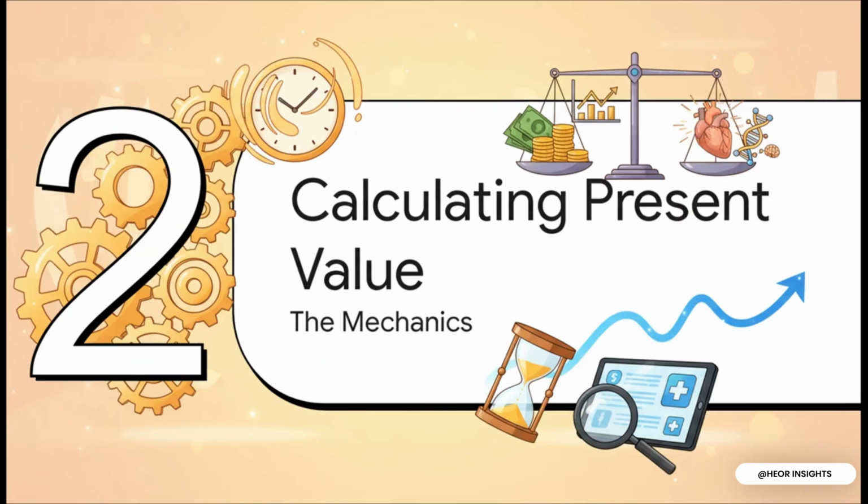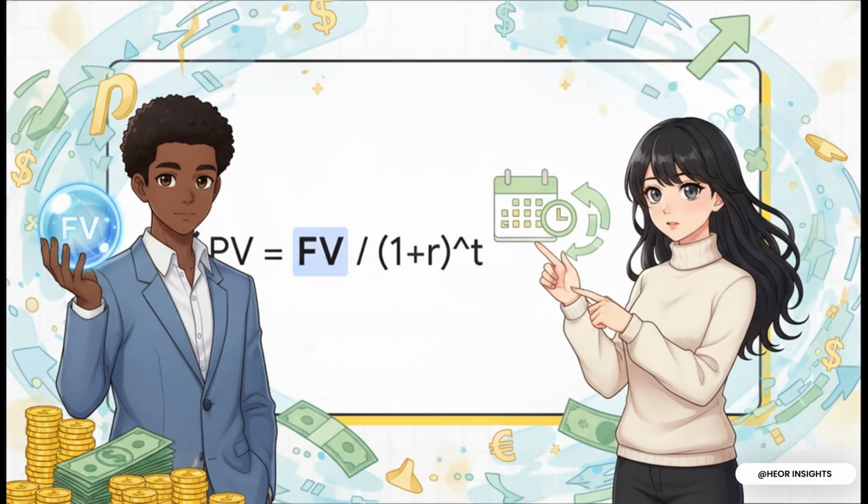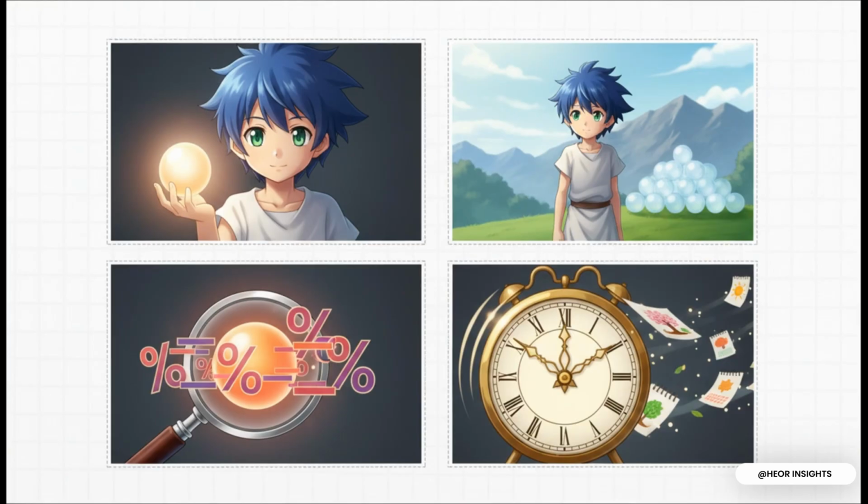We will now review the mechanics of this calculation. The adjustment to present value uses a standard formula. The present value, or PV, is calculated by taking the future value, or FV, and dividing it by 1 plus the discount rate, R, raised to the power of the time period in years, T. The components of this formula are as follows. PV is the present value. FV represents the future value. R is the discount rate, expressed as a decimal, so 3% becomes 0.03. And T is the time period in years from the present.